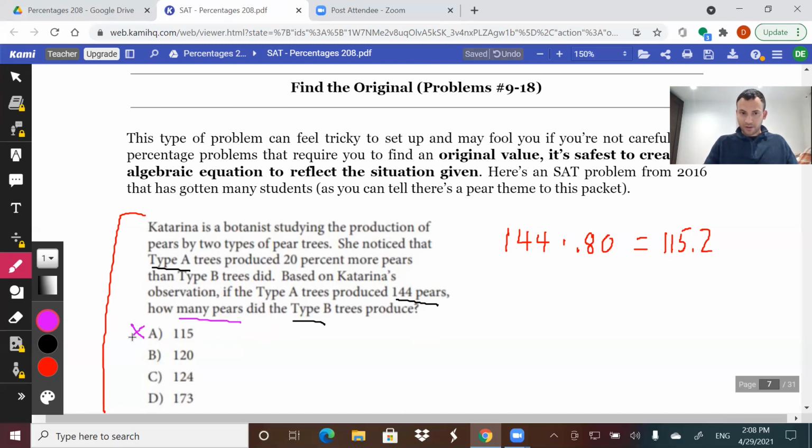This is a trick. Let me explain why. So what we have here is a find-the-original problem. Okay. So if we're thinking about this, she noticed that type A pears produce 20% more pears than type B pears did. We need to find the original of type B pears, and then we can work from there. So it's one more step than you think. So actually, let me pause this for a second.